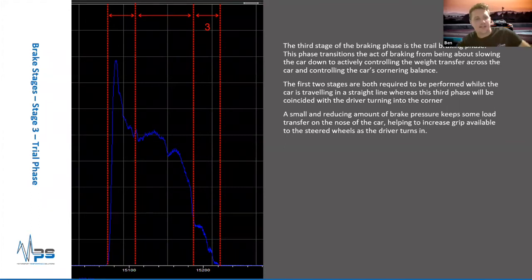So the third stage of the braking phase, it's actually spelt wrong on my slide, is the trail phase, and this links in as well with the second stage of cornering as we transition from braking to steering. So there's a bit of an overlap here, but it's good to consider the brake application in isolation.